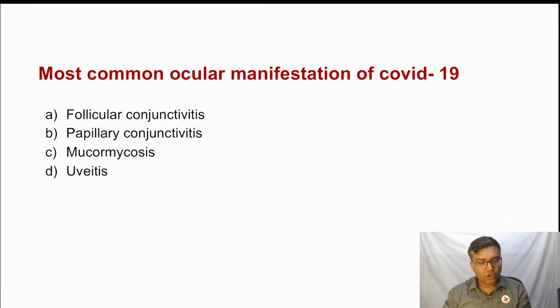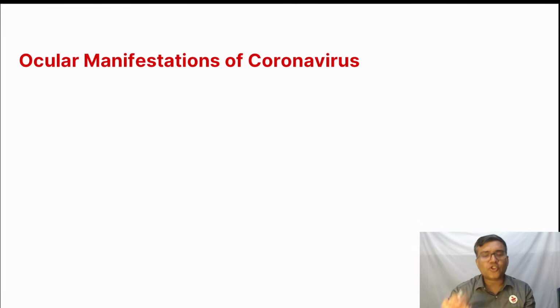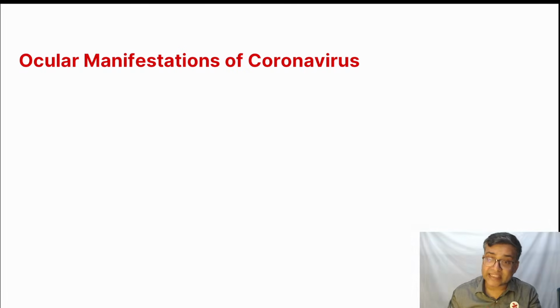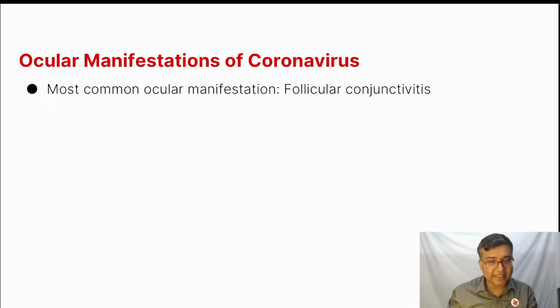So the next question is the most common ocular manifestation of COVID-19. There were a lot of questions regarding COVID-19 in the last few years. So it is very important to remember that the most important ocular manifestation is follicular conjunctivitis. In short, I will tell you a few important points about COVID and its ocular manifestations. The most common manifestation is conjunctivitis. If they ask about the type of conjunctivitis, it is follicular conjunctivitis.